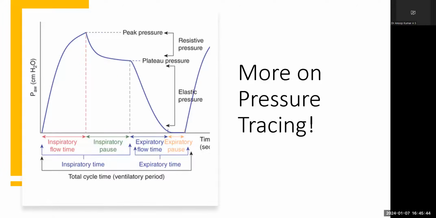Then the other thing on the pressure tracing, which I've already told. So this is the inspiratory flow time. Then the peak pressure is reached. Then you have an inspiratory hold where the plateau pressure is reached. This is the volume control mode. Then this is the resistive pressure, the difference between peak pressure and plateau pressure, which corresponds to the airway pressures. And this is the plateau pressure, which corresponds to the alveolar pressure, and this is called the elastic pressure, and this is also called the trans airway pressure.